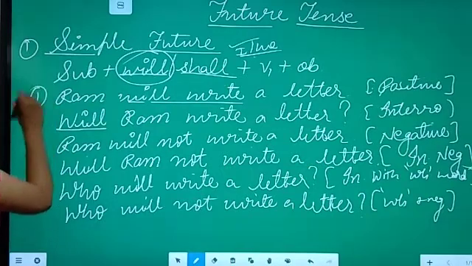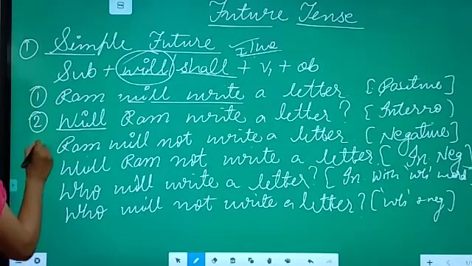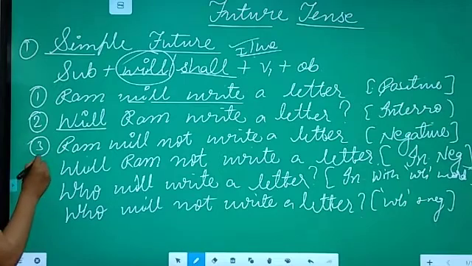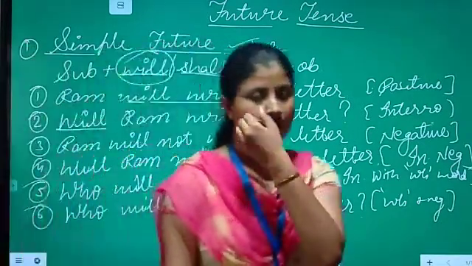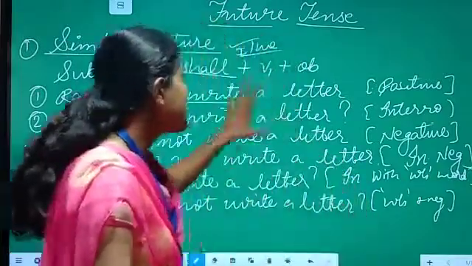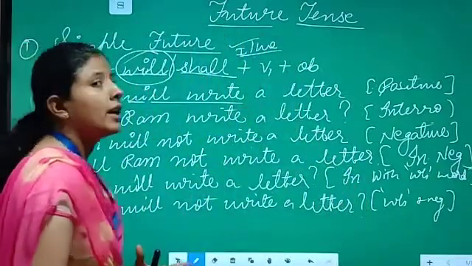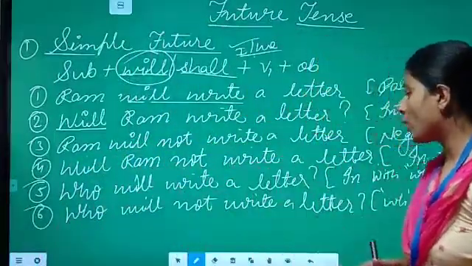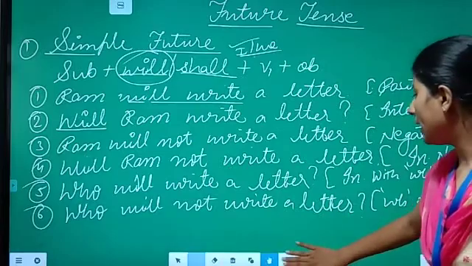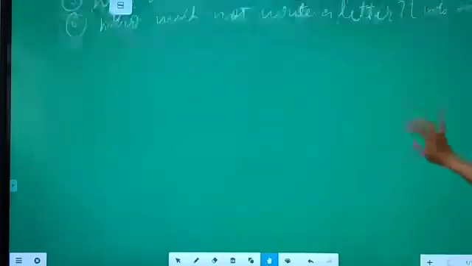So these are all the sentences. This is number 1, which is positive. This is interrogative. This is negative. This is interrogative negative. This is WH word sentence, and this is WH word with negative sense. Okay, so these all are the 6 parts of the sentence if we talk about the simple future. Now let's move forward and understand the next part. Now we are going to read about the future continuous tense.